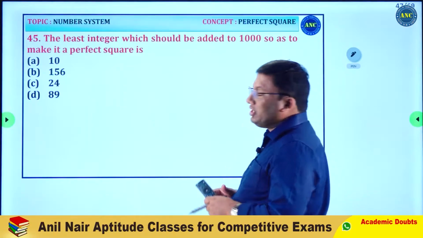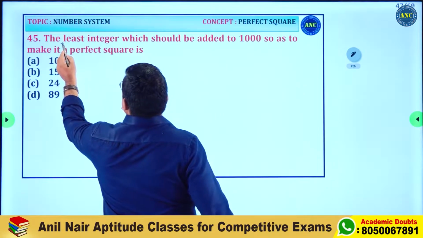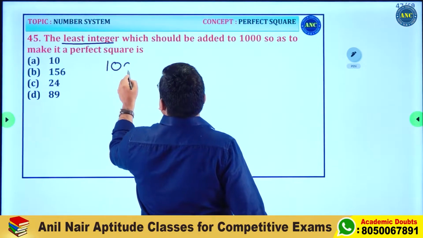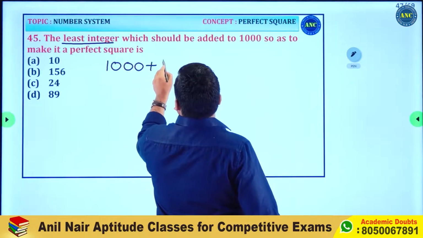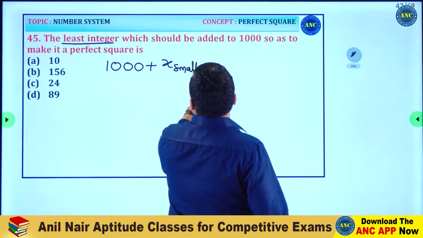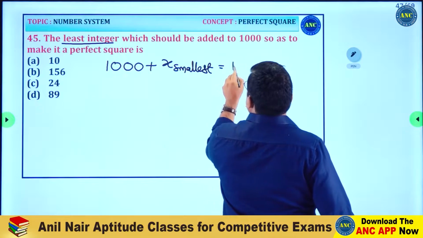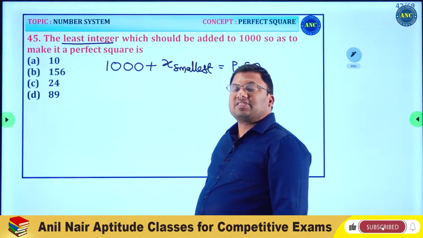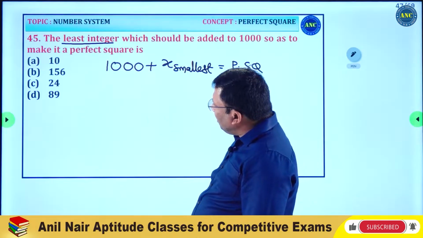The least integer means the integer should take the smallest value. 1000 should be added with some smallest value X, such that the answer is a perfect square. The answer is a perfect square: 1000 plus some value. Now let us go by the options.